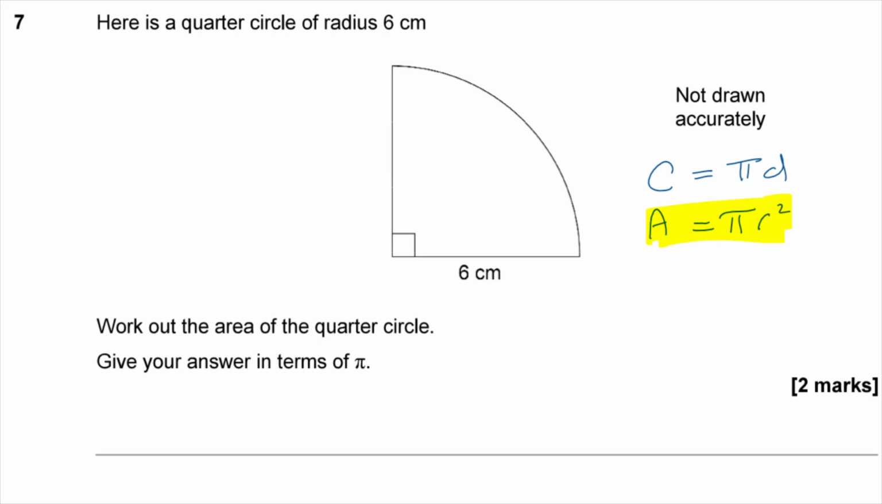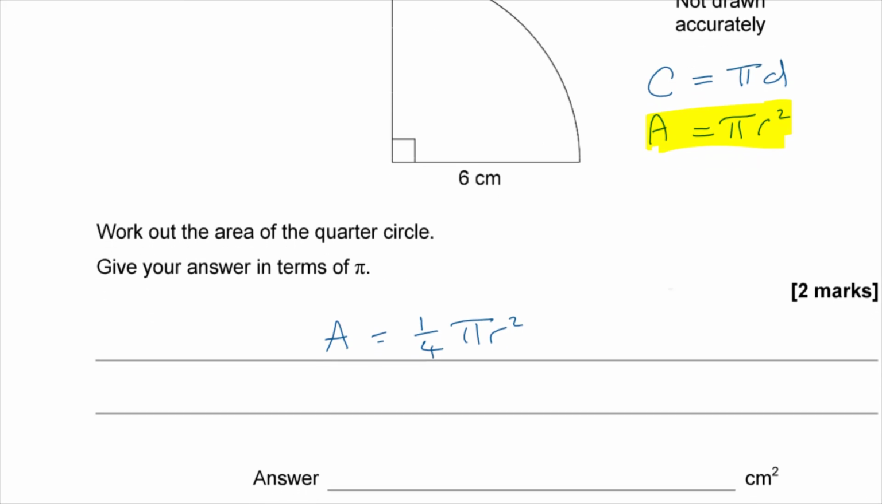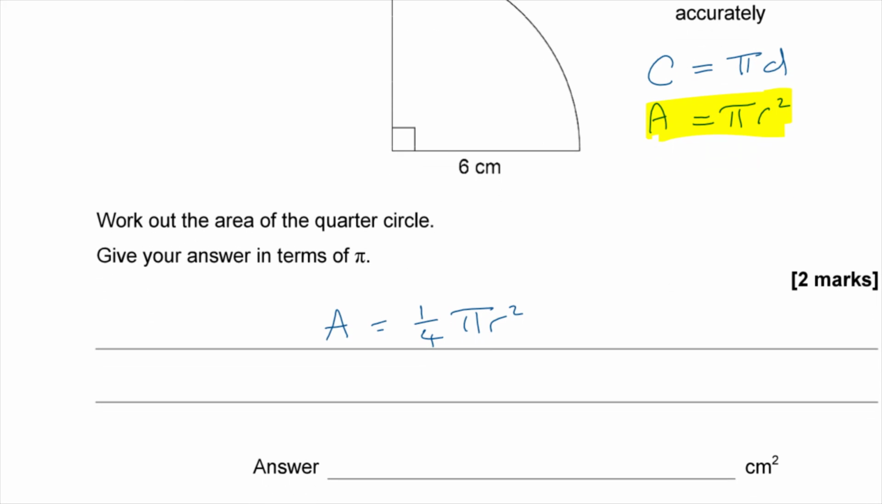So then the area of this quarter circle is going to be a quarter of pi r squared, where r is the radius, r is 6, so that goes in there. So my area is going to be 1/4 of pi times 6 squared. 6 squared is 36. So that is equal to 1/4 of pi times 36, and 1/4 of 36 is 9. So the answer is 9 pi.